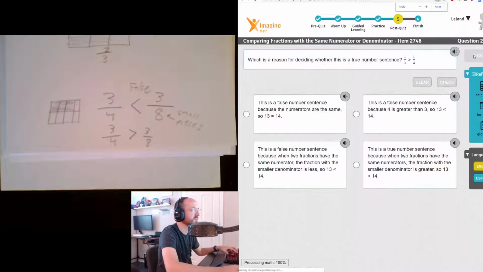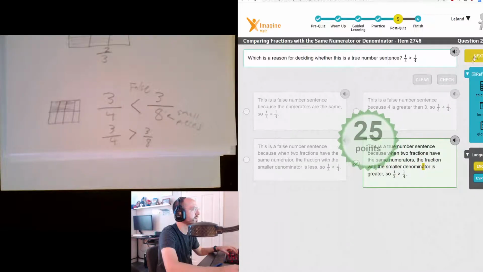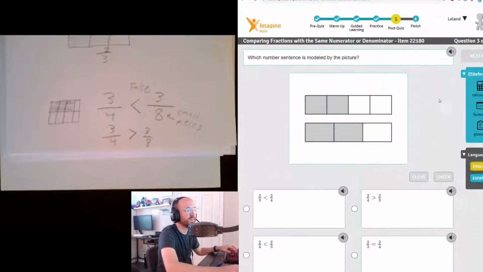I'm going to customize my avatar. 1/3 is more than 1/4. True. The fraction with the smaller denominator is greater. Bang. Cool. So that was just a quick 10 minutes of Imagine Math with me.